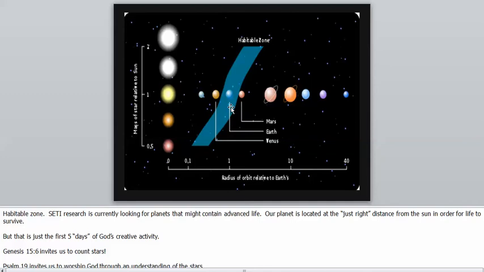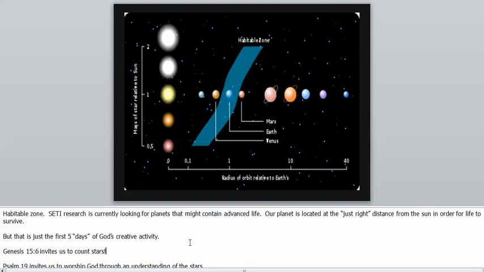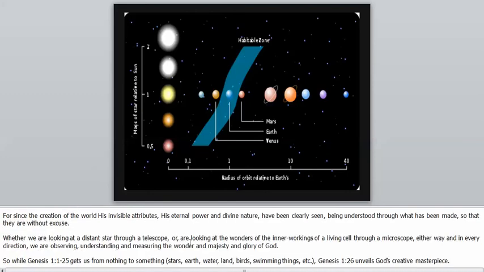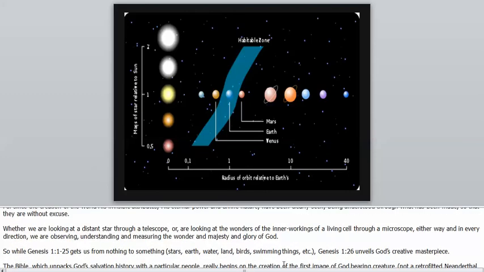Which is pretty amazing because we're still counting stars. And that's what Genesis 15 invites us to do. Of course, Psalm 19 invites us to worship God through our understanding of the universe and how big the night sky is. And we're still counting stars. Somewhere here I have the exact number of stars that we're still counting. 1 times 10 to the 21st power, I believe, in the known universe.